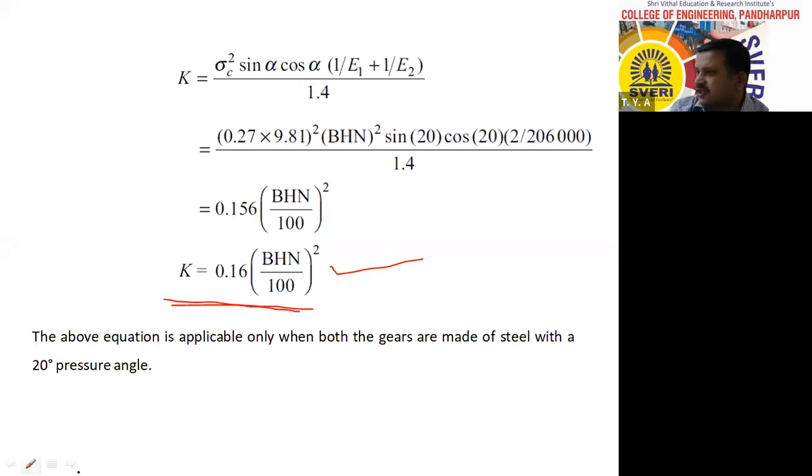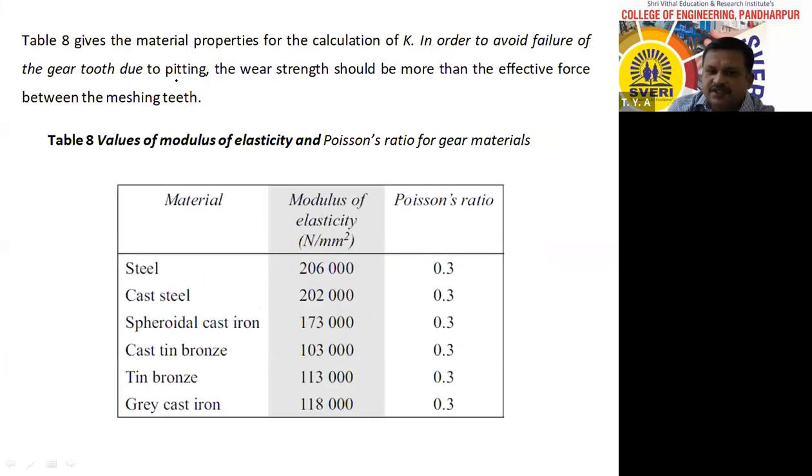Okay, completed. Write down only this formula. K is equal to 0.16 times (BHN divided by 100) whole squared. Therefore, Table 8 gives the material properties for the calculation of K.